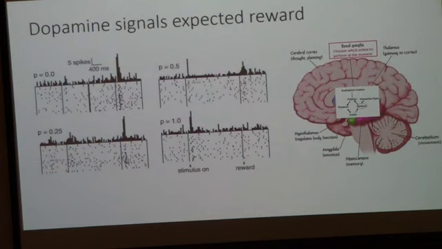But as the probability increases, you see that as soon as the stimulus is on, for a probability of 1, you get all the excitement because you know for sure that the reward is coming. But when the reward is actually coming, then the dopamine doesn't really need to signal anything. So what dopamine signals is the expected reward, not the actual.